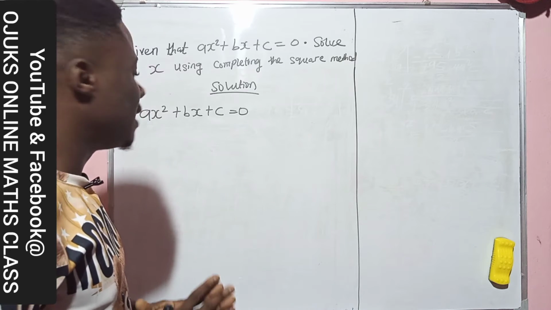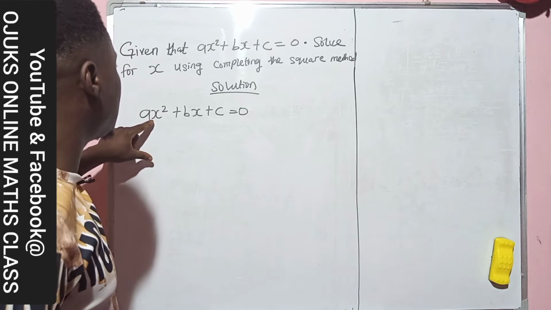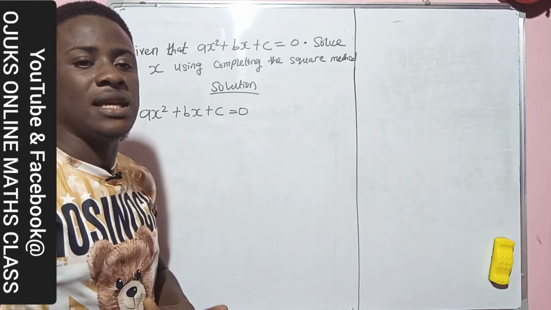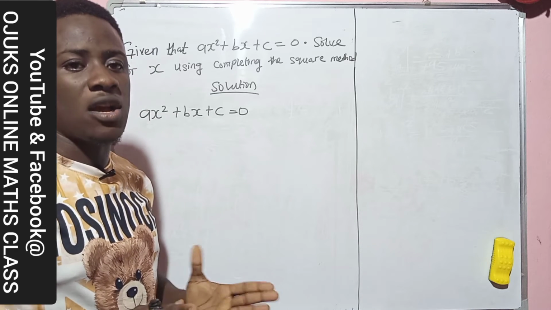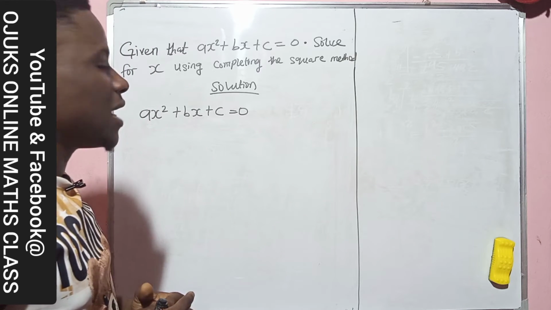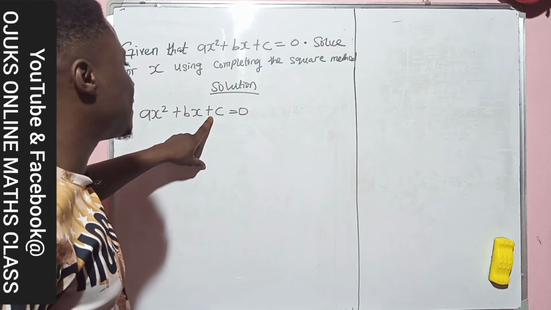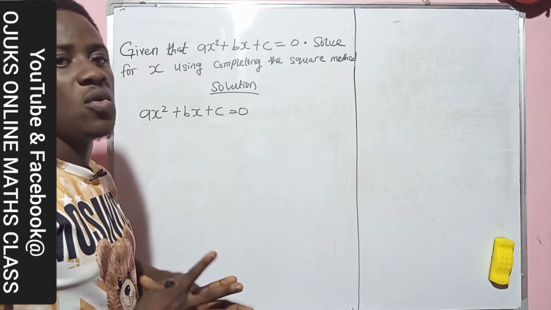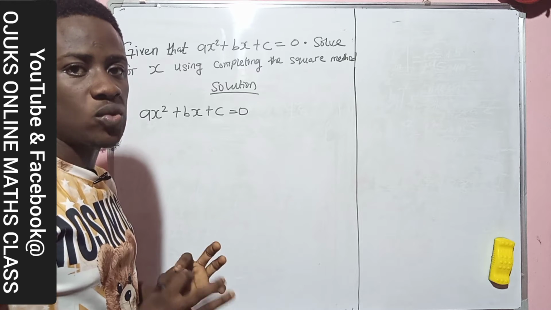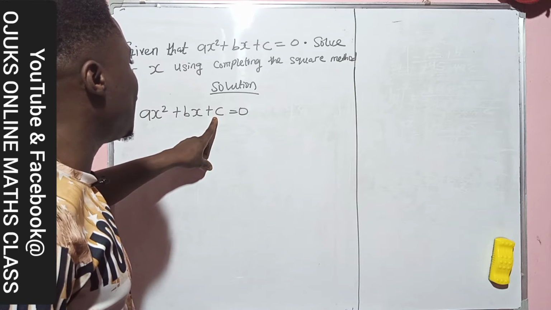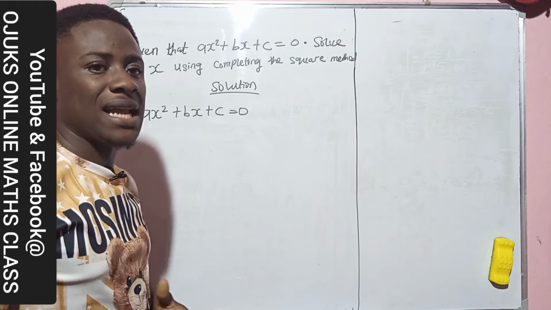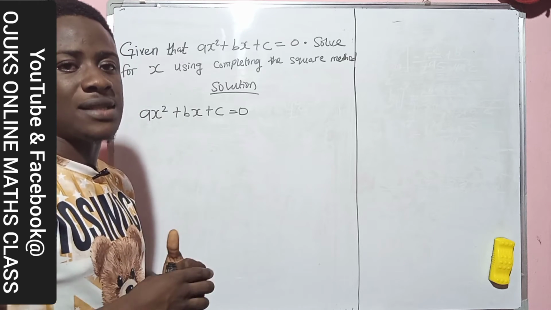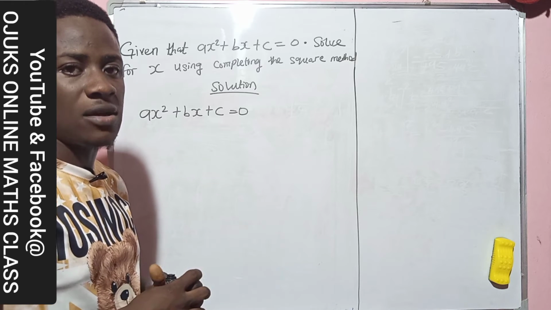Now to do this, it is very simple. As you can see, we have a, b, and c in the quadratic equation as constants. The first step we have to take here is to transfer the constant c to the other side of the equation. That is the first step to take in deriving the quadratic formula using the completing square method. We are all conversant with the rule of transferring constants or values to the other side of the equation.